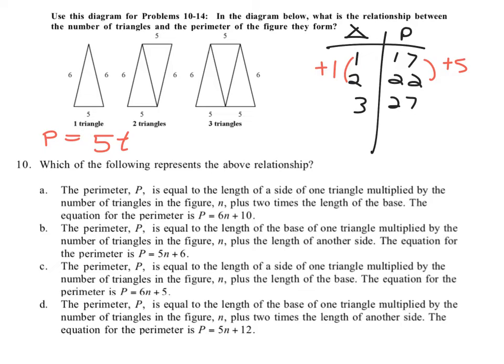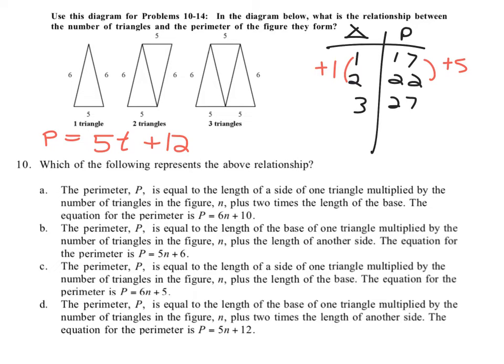Now let's see what would happen. Remember, we also have a 6 on this side and a 6 on that side every time, for a total of an extra 12. So we've got 5t plus that extra 12.